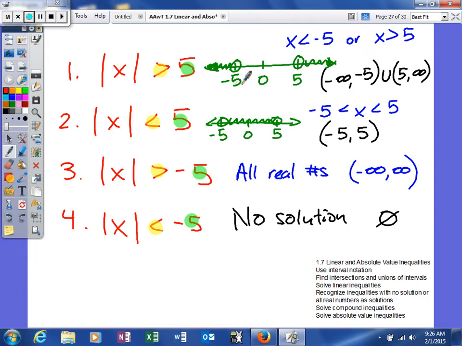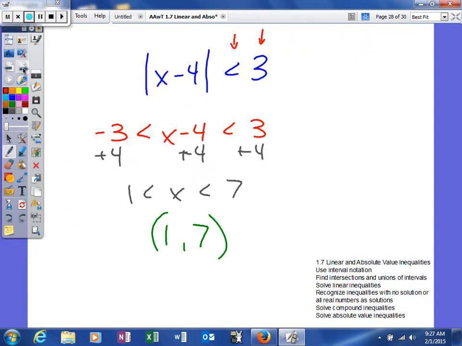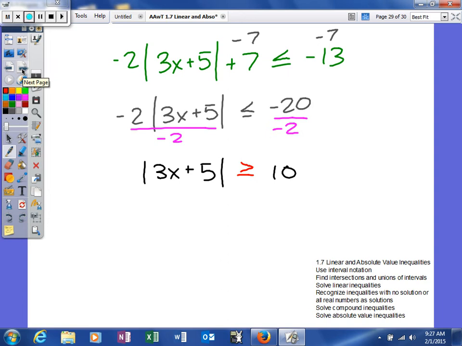So our answer is going to be a disjunction. So what I'm going to do is say what's inside my absolute value, 3x plus 5, has to be greater than or equal to 10, or that 3x plus 5 has to be less than or equal to negative 10, because that's where I'm going to get a distance that's more than 10.